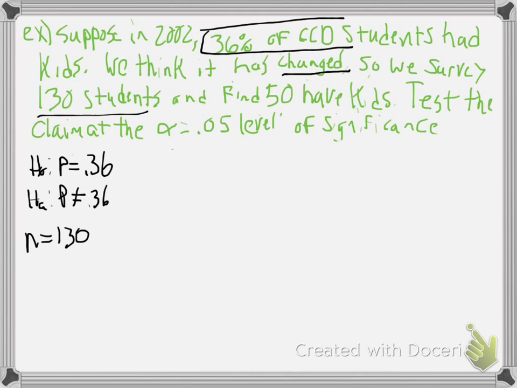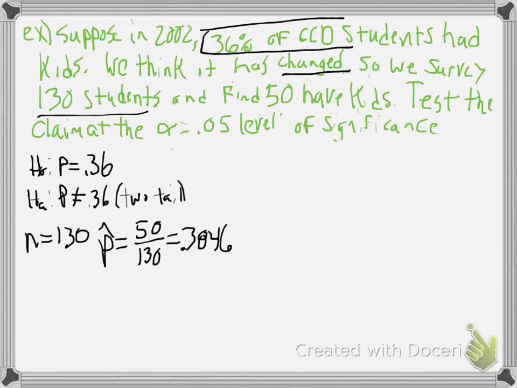Since it's changed, we have a two-tail alternative. Out of the 130 that we surveyed, we have 50 that have kids. So that's how we create our p-hat, the 50 out of the 130. It wasn't an average of 50, it was the 50 that had kids. We have to take that 50 out of 130 because we're working with percentages, and we need to convert all our information to percentages. So I take the 50 divided by the 130 and get 0.3846. So that's the p-hat.